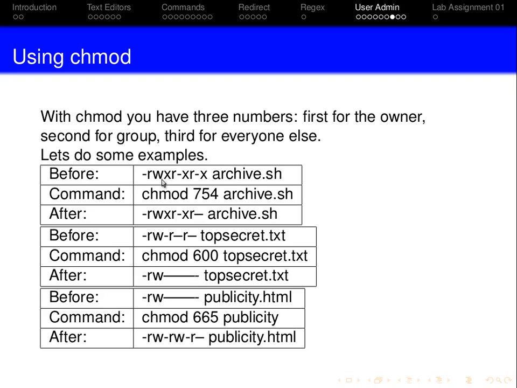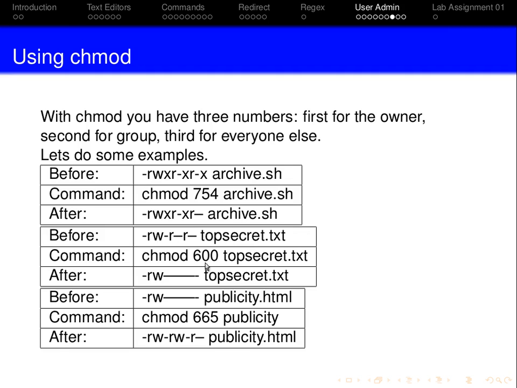So a couple examples: read, write, execute for the owner, read, execute for the group on archive.sh. Chmod 754: read, write, execute, that's 7. 5 is read, execute, and then 4 is read only, so they simply drop the execute.